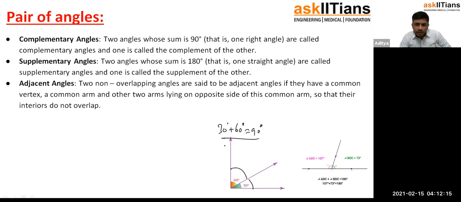Another example can be, let's say, 20 degrees and 70 degrees. Their sum is also 90 degrees, right? Similarly, 45 and 45 itself, because the sum of both is once again 90 degrees, right?